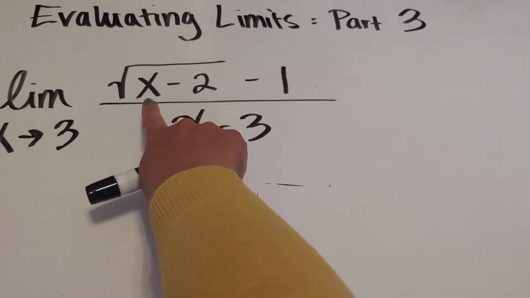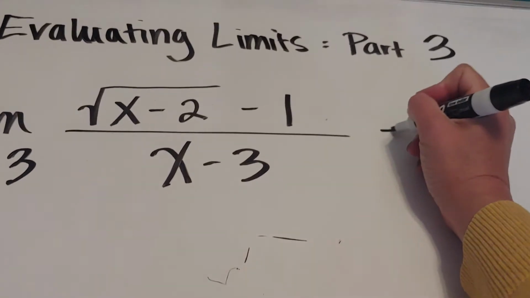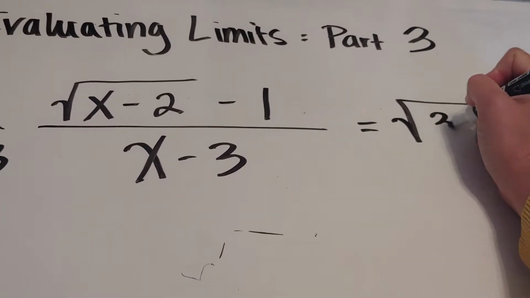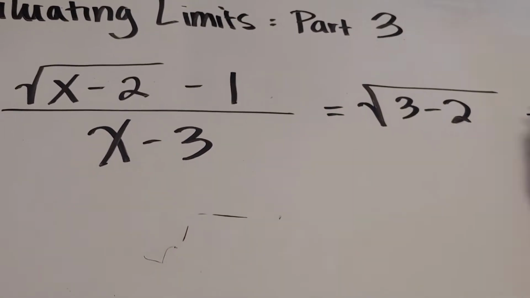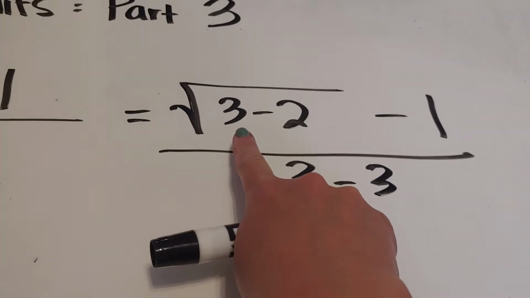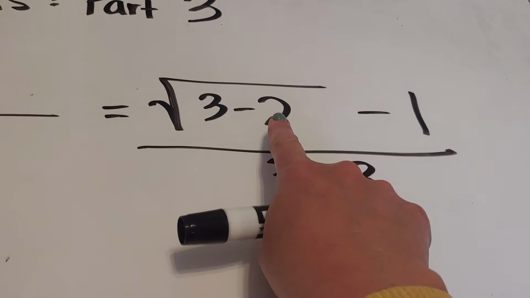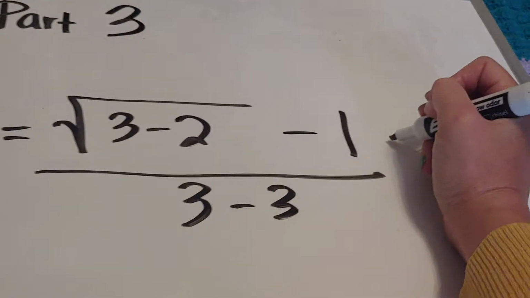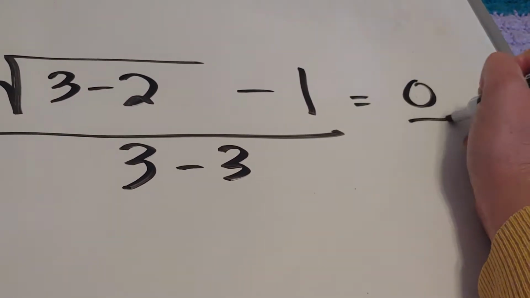And if I plug in the number 3, I'm going to get the square root of 3 minus 2, and then 3 minus 3. Okay, so the square root of 3 minus 2 is 1. The square root of 1 is 1. So I'm going to get 1 minus 1 is 0 over 0.